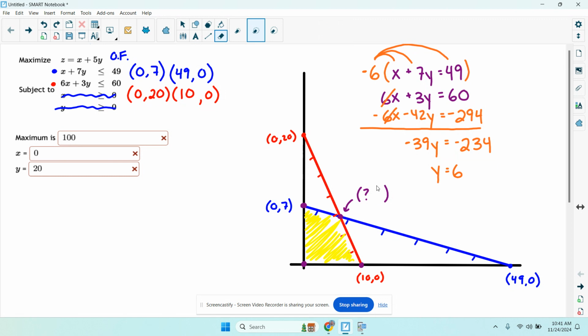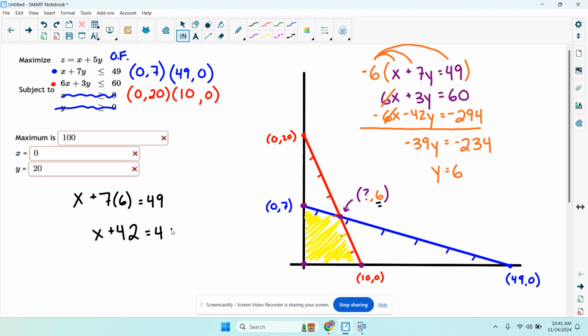So the y coordinate here is 6. So now I need to figure out what the x coordinate is. Well, just take that value for y and plug it back into either equation. If I plug it into the first equation, I get x plus 7 times 6 equals 49. So this is x plus 42 equals 49. So if you subtract 42 from both sides, you get x equals 7. So this coordinate, where the lines cross, looks to be 7, 6.